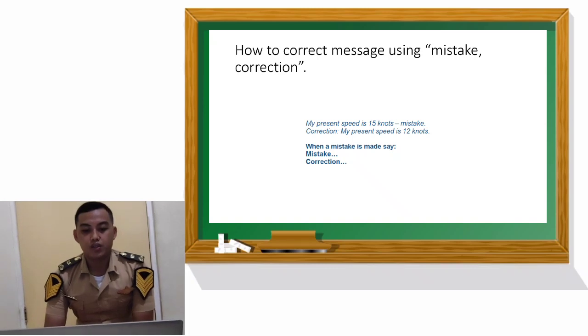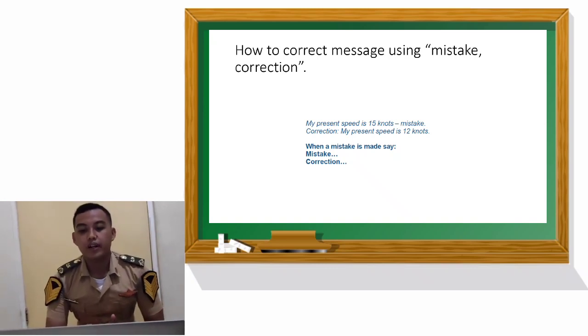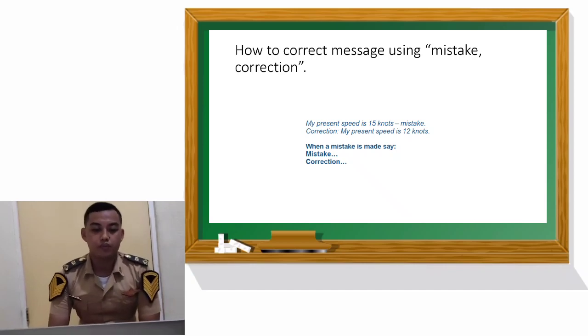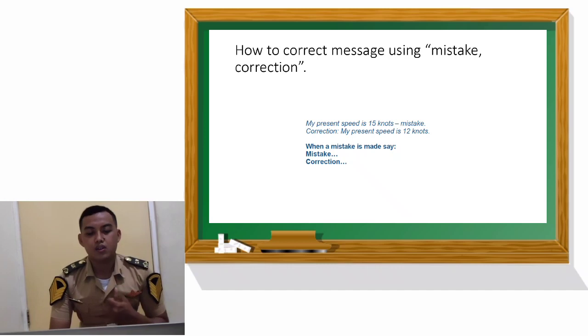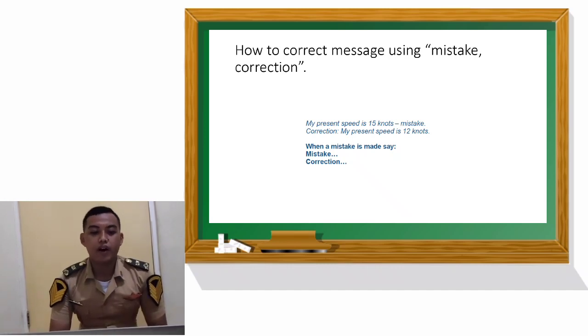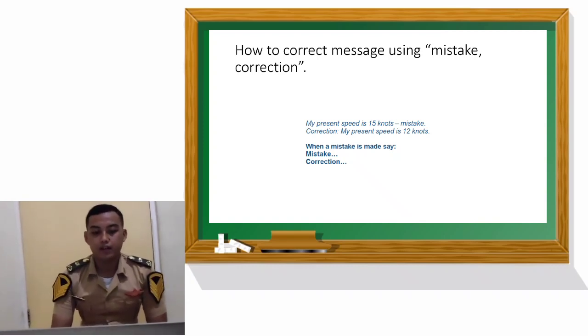Now, how to correct a message using mistake and correction. Mistake correction is used when incorrect information has been given and passed through. For example: my draft is 6.5 meters. Mistake correction. My draft is 7.5 meters. Like that.